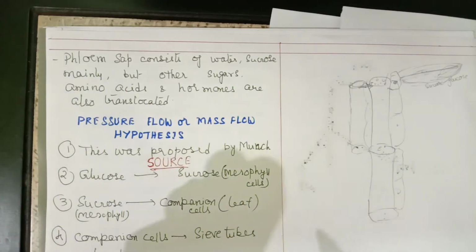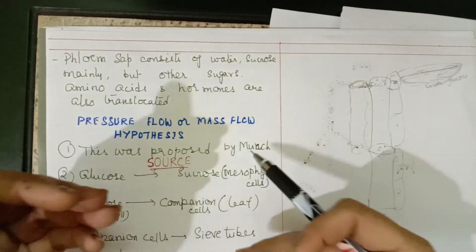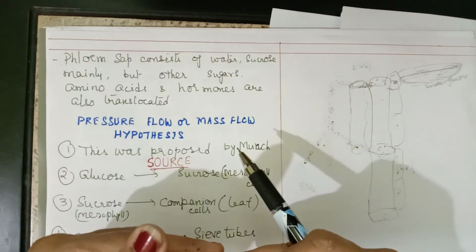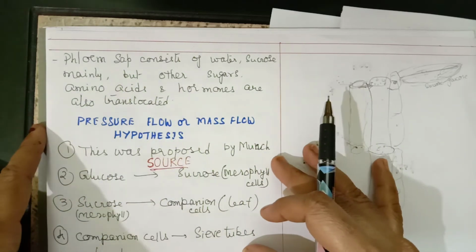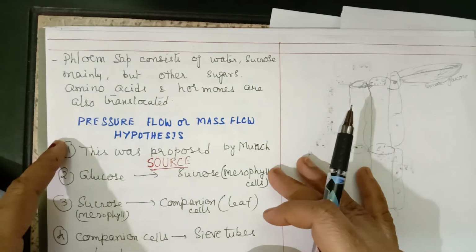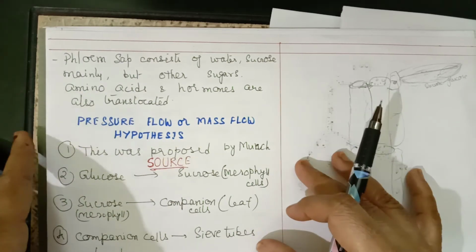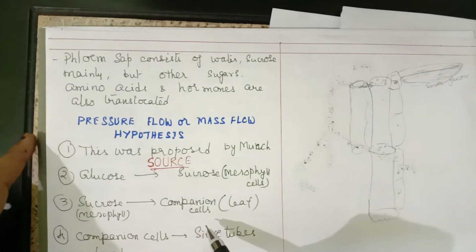This is a very important objective question: what all substances can be transported? Normally we say food material in the form of sugars, but amino acids, which are building blocks of proteins, and hormones, are also translocated through phloem.